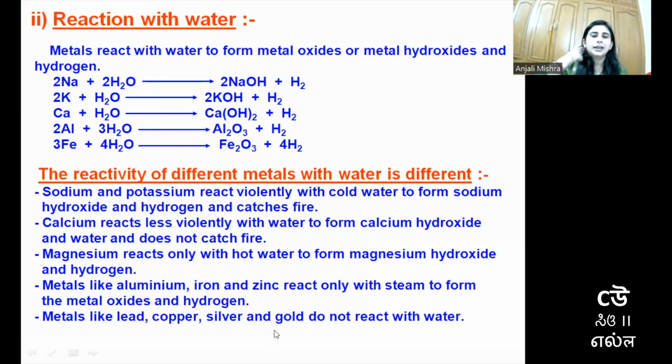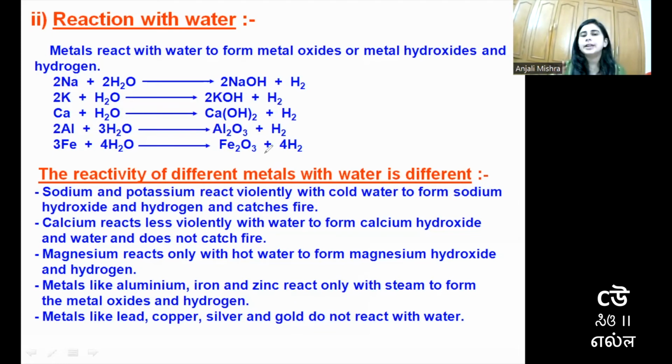So we have got our first statement that says, once again, metals react with water to form metal oxides or metal hydroxides and hydrogen. The best example of this could be sodium reacting with water to form sodium hydroxide and hydrogen gas. Same goes with all the other metals as well.